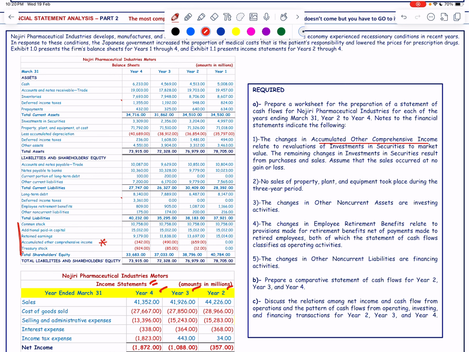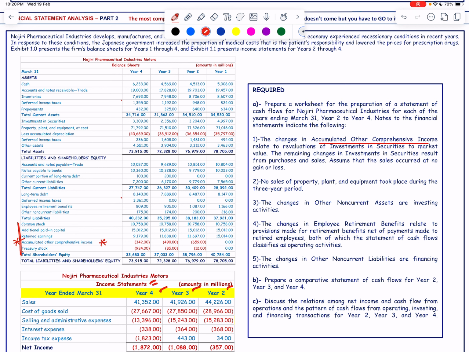Now, since OCI itself doesn't directly impact the cash flow statement, its realized portions may indirectly affect cash flow when related transactions occur, and it is shown in the equity section, and that's why we are going to look into that. Since it is shown in the equity, we will see how to treat it while preparing the cash flow statement. We'll see how to make those adjustments.